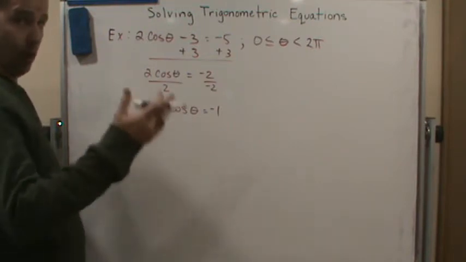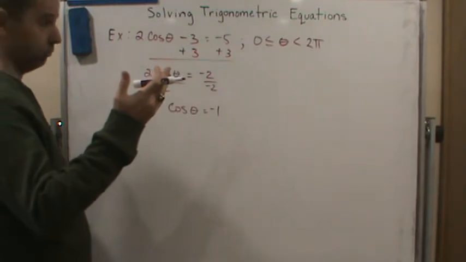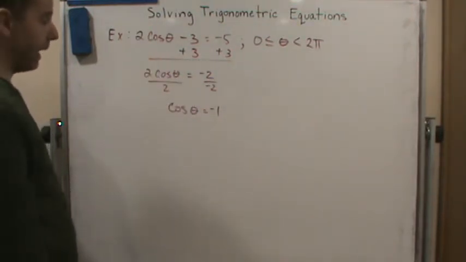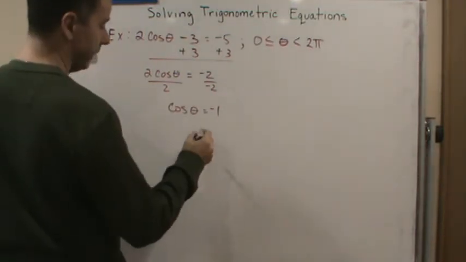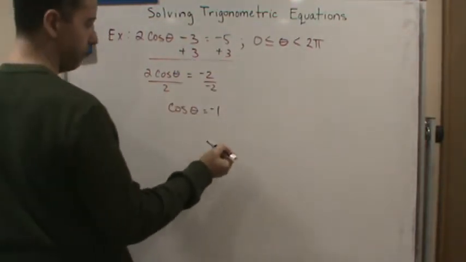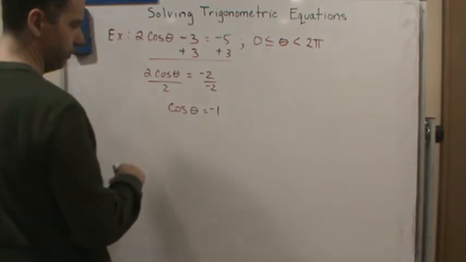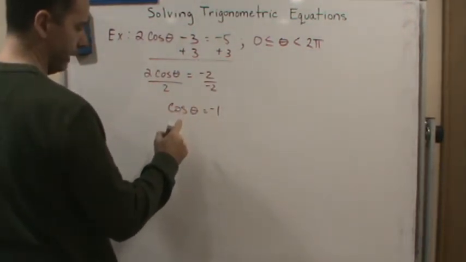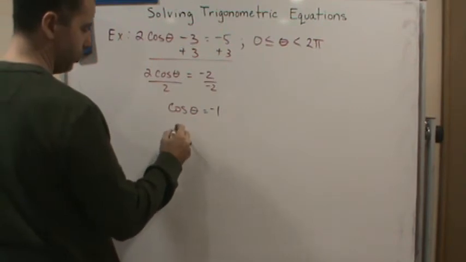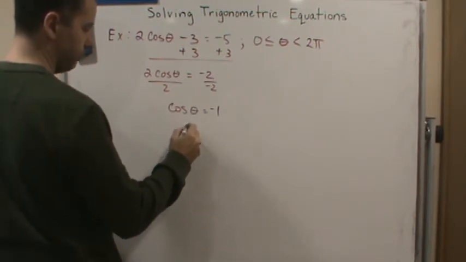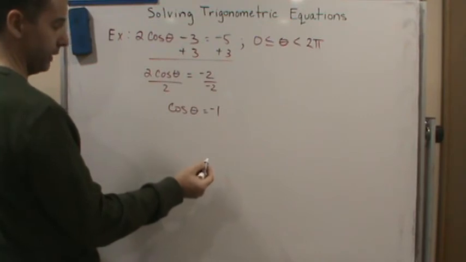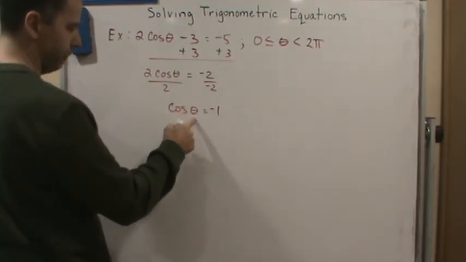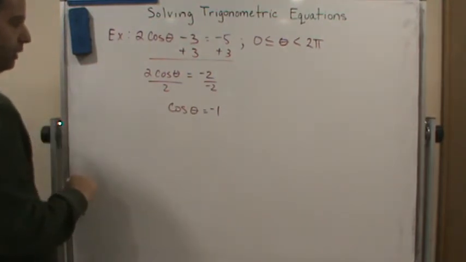Well, it's 1 at 0. Okay? It's negative 1 at pi. So again, you can use the unit circle. So cosine of 180 degrees is equal to negative 1.